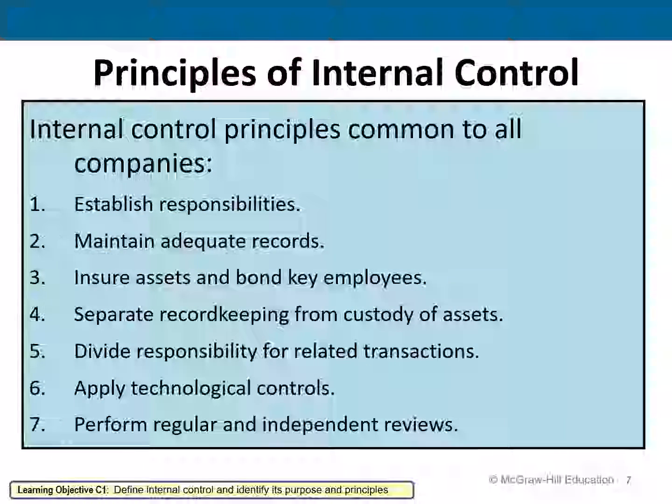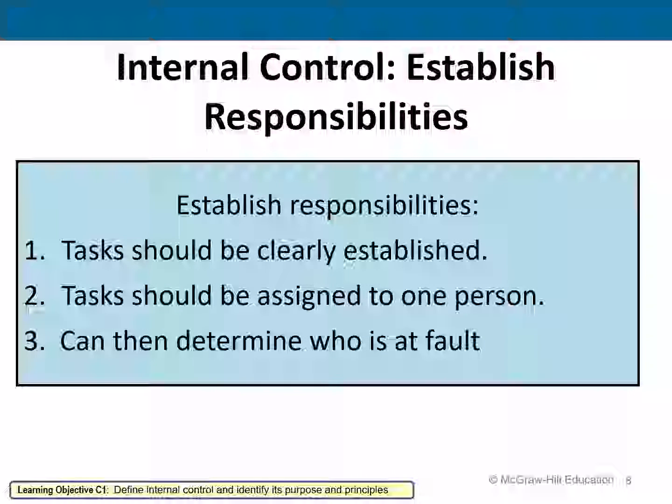So principles of internal control, common to all companies. They establish responsibilities, maintain adequate records, insure the assets and bond key employees, separate record keeping and custody of assets, divide responsibility for related transactions, apply technological controls, and perform regular and independent reviews. So for the establishment of responsibilities, the tasks should be clearly established. They should be assigned to one person, and then we can determine who's at fault if something goes wrong with that particular process.